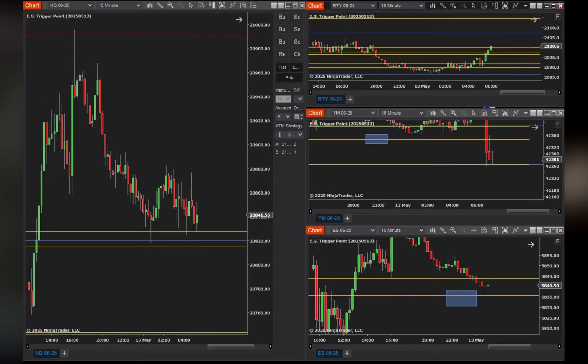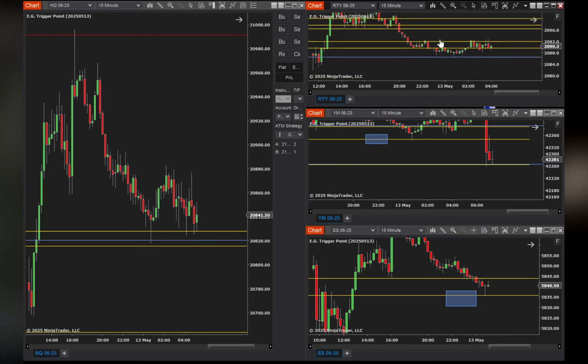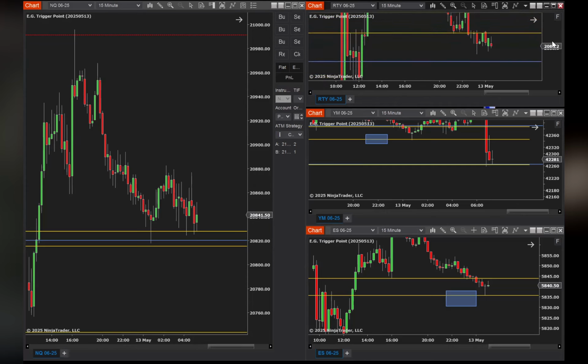Because there was no trigger point on RTY, it created confusion. I understand that the markets may reverse even though there's no trigger point. That's fine, as long as RTY is not contradicting the trade I want to take, meaning it's not at resistance, okay?